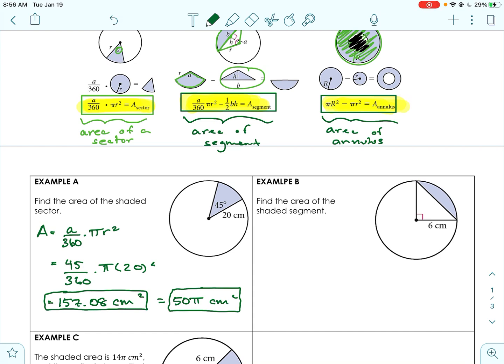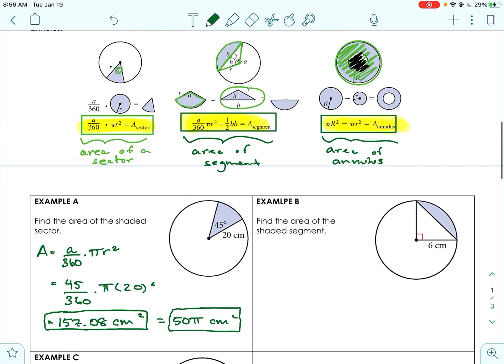Now, if we want to find the area of the shaded segment in example B, again, we know that the area of a shaded segment is the area of this sector right here minus the area of this triangle. Okay, so if we look at that, the area of that sector, it's a 90-degree central angle, so the area is equal to 90 over 360 times pi times 6 squared minus the area of that triangle. The area of that triangle is going to be equal to 1/2 times the base of that triangle, which is 6, times the height of that triangle, which is also 6, because here's the height, here's the base, they are both radii.